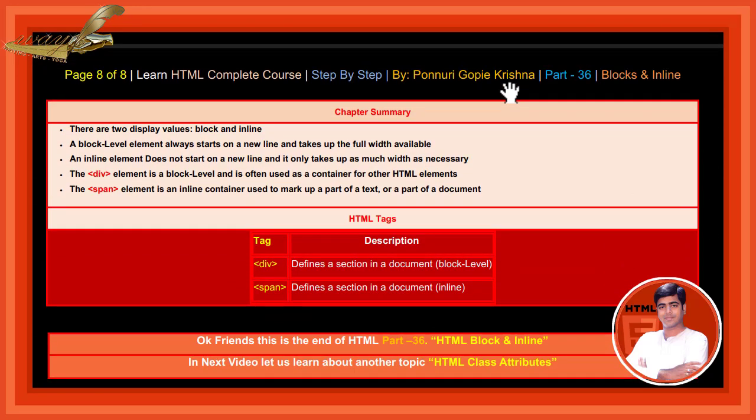Chapter summary. There are two display values, block and inline. A block level element always starts on a new line and takes up the full width available. An inline element does not start on a new line and it only takes up as much width as necessary. The div element is a block level element and is often used as a container for other HTML elements. The span element is an inline container used to mark up a part of a text or a part of a document. See, div defines a section in a document, block level element. Span tag defines a section in a document, inline.